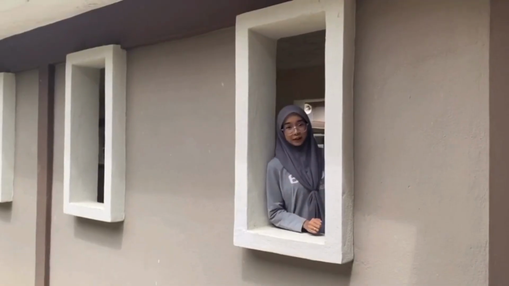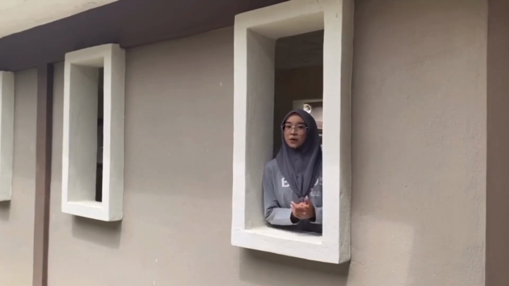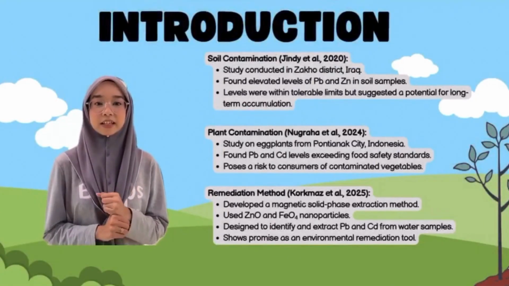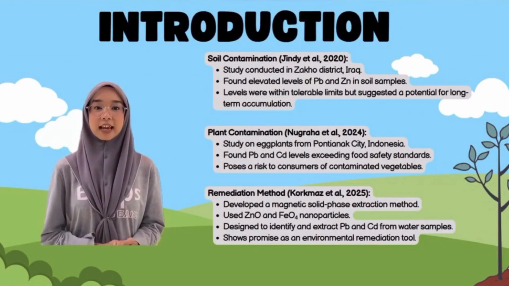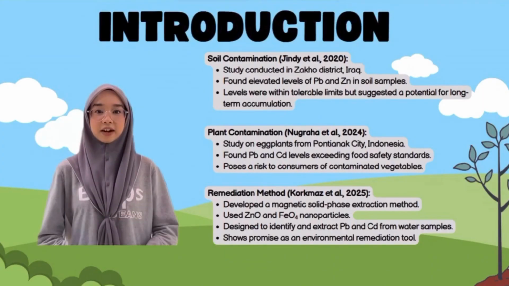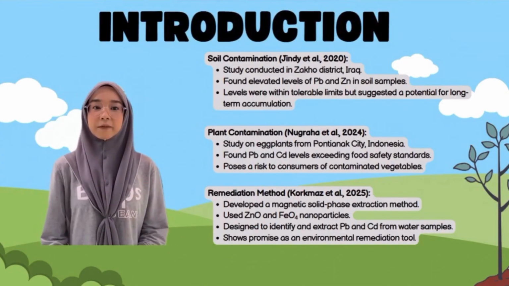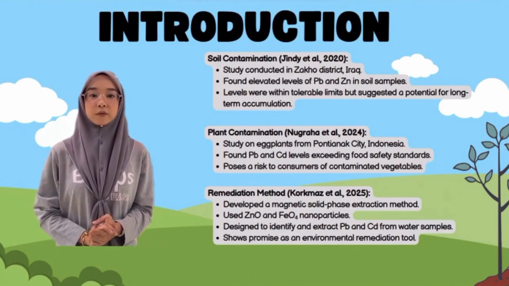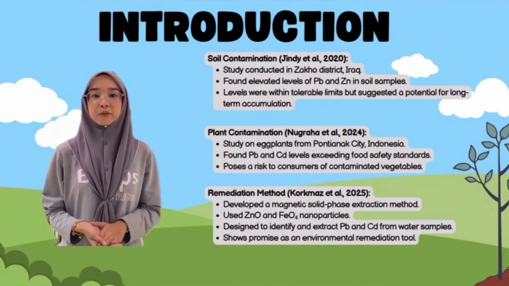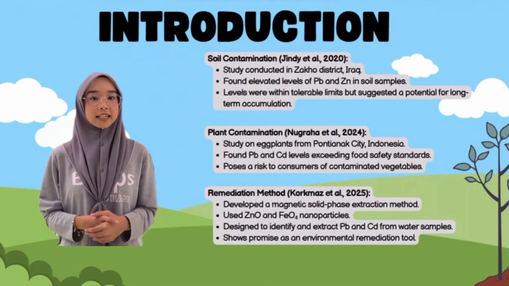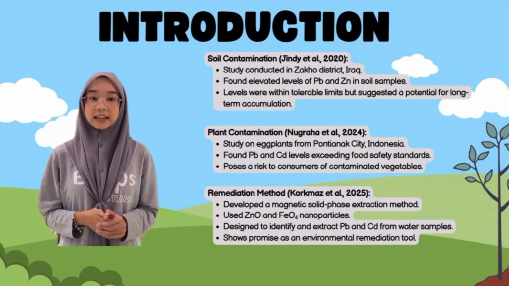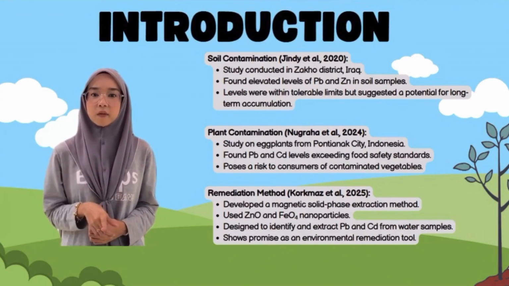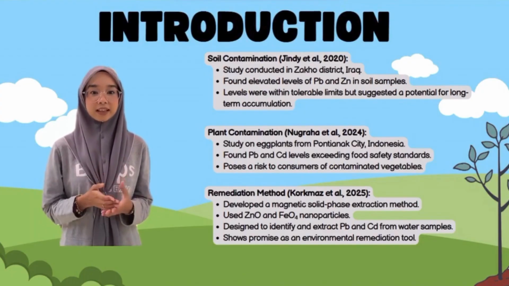Do you know heavy metal can cause contamination in soil, water, and plant? A study by Jindy and colleagues in 2020 analyzed soil samples from Iraq's Duhok district. They found elevated levels of lead and zinc. Meanwhile, a 2024 study by Nugraha et al. revealed that eggplant samples from Pontianak City, Indonesia contained lead and cadmium levels exceeding food safety standards, a stark reminder of the dangers of consuming contaminated produce.